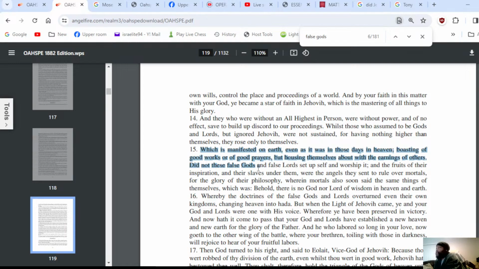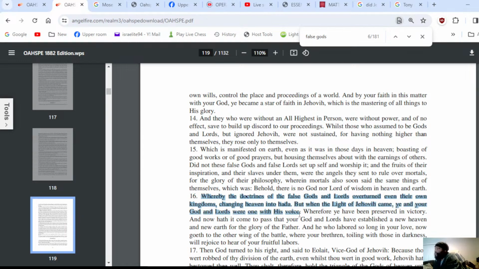Now look at what the Oahspe calls them: false gods, false lords, set up and worship it, and the fruits of their inspiration, and their slaves under them. Were angels they sent to rule over mortals for the glory of their philosophy, wherein mortals also soon did the same things of themselves, which was, behold, there is no God nor Lord of wisdom in heaven and earth, whereby the doctrines of the false gods and lords overturned even their own kingdoms, changing heaven into Hades.